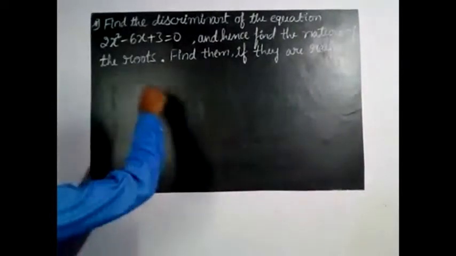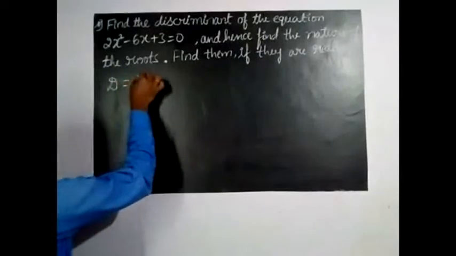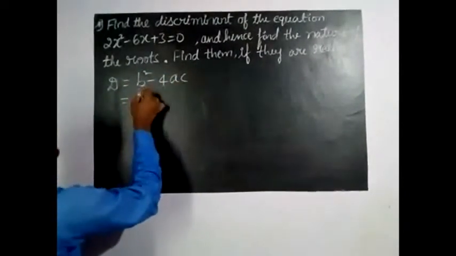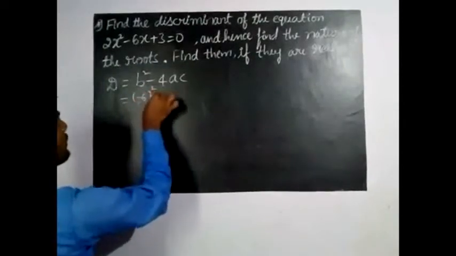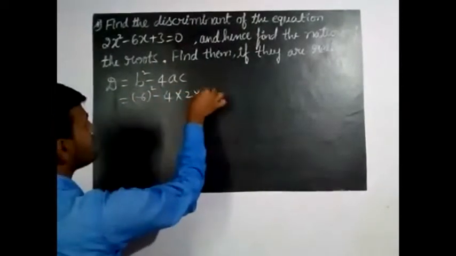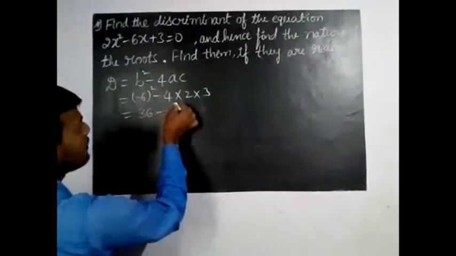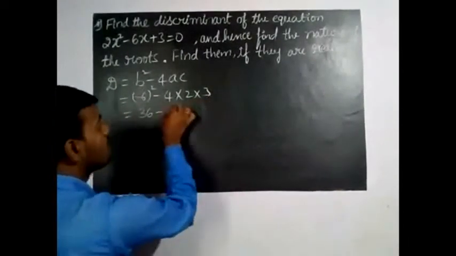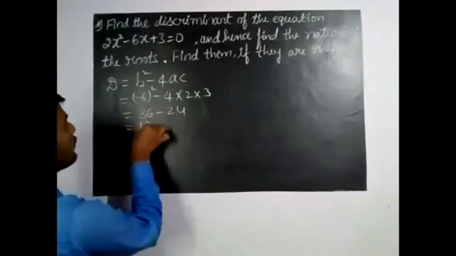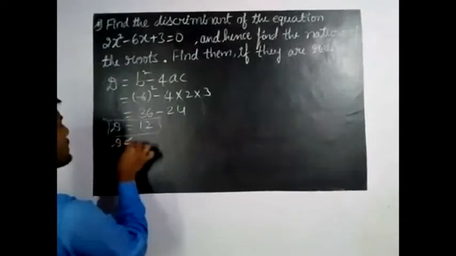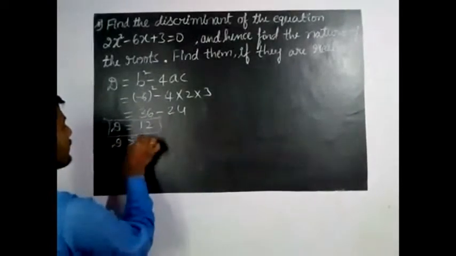Firstly, we need to find the discriminant d is equal to b square minus 4ac. We are getting b square is minus 6 whole square minus 4 into a is 2 and c is 3. Okay, minus 6 whole square is 36, minus 4 2s are 8, 8 3s are 24. We are getting 12. So d is equal to 12. That means d is greater than 0.